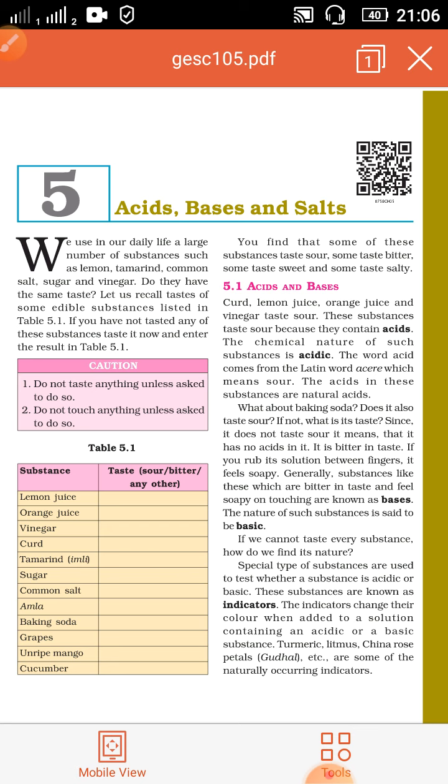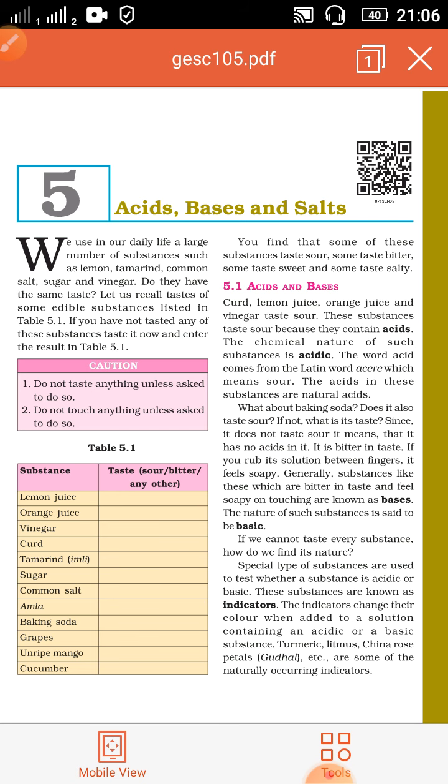We can take some examples. As a fruit or vegetable we use lemon and tamarind, and as spices we use common salt, sugar and vinegar. These substances have different tastes. Lemon is sour in taste, tamarind is sour, common salt is salty, sugar is sweet, and vinegar is sour. So all these substances have different types of taste.